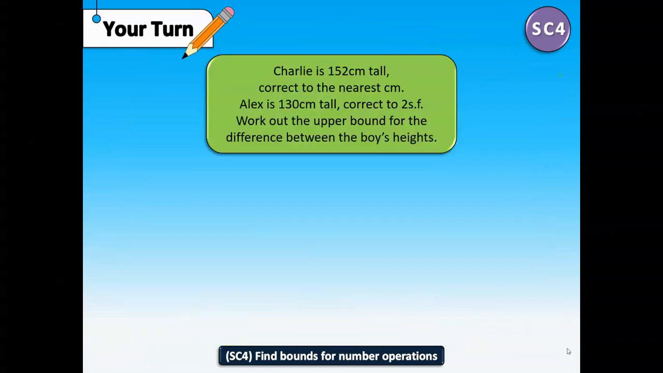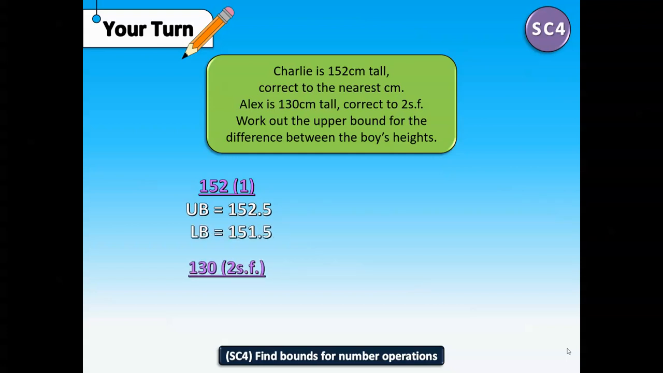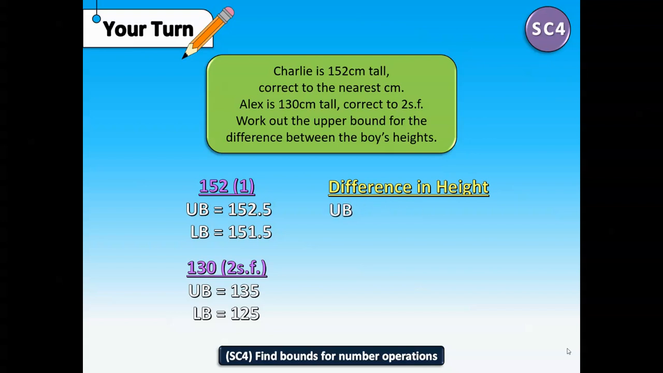Here are your answers. So we want to work out the upper bound for the difference between the boys' heights. So for Charlie, his upper bound and his lower bound. And for Alex, his upper bound and his lower bound. So we want the difference between the boys' heights, which means we're going to do a subtraction. And if we want the upper bound, we need to do the upper bound for Charlie, take away the lower bound for Alex. So the upper bound in the difference between the boys' heights is 27.5 centimeters.